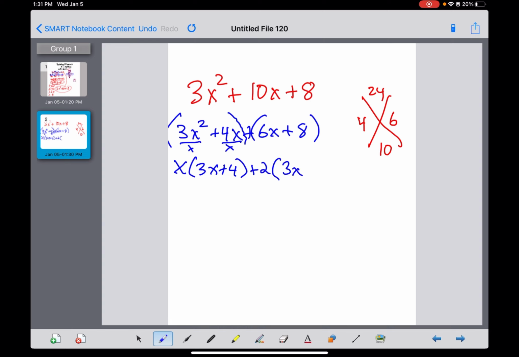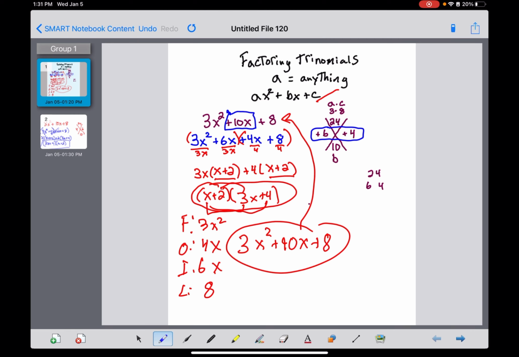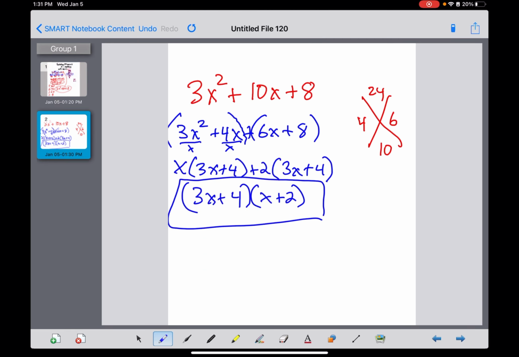That gives me 3x plus 4. 3x plus 4, x plus 2. Is that the same thing we had last time? Yeah. Gosh, I hope it is, because if it isn't, I just made a fool of myself. Nope, it is. Moral of the story, it doesn't matter if you turn it around. If you put it the other way, it's okay. You can still factor out that GCF. You're going to come up with the same answer.